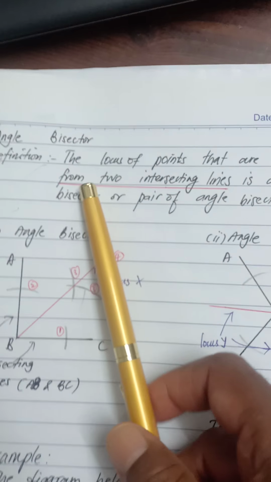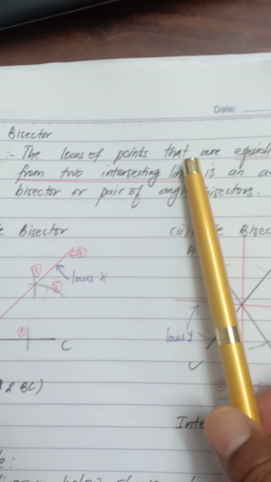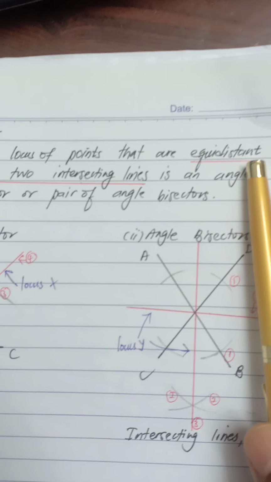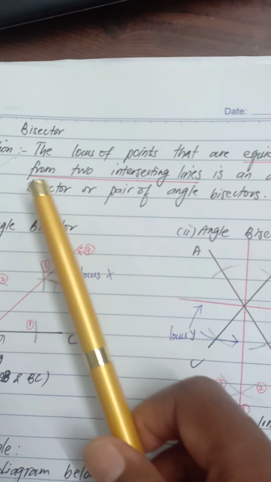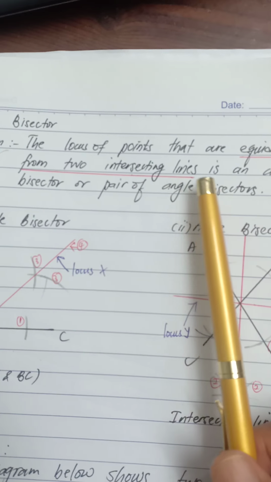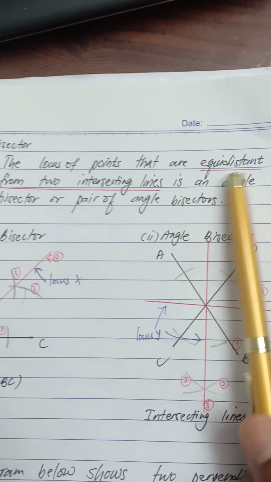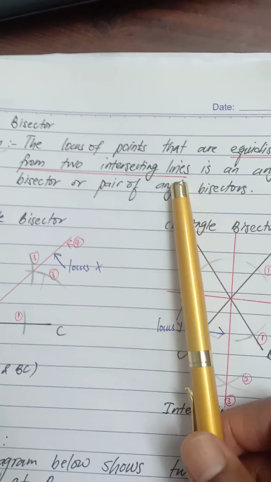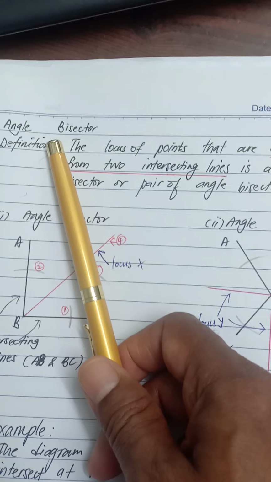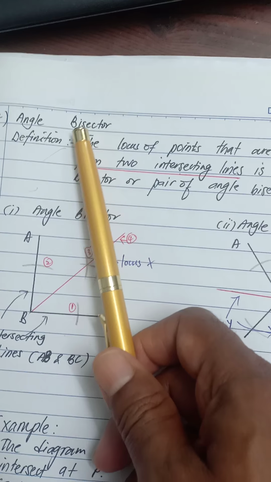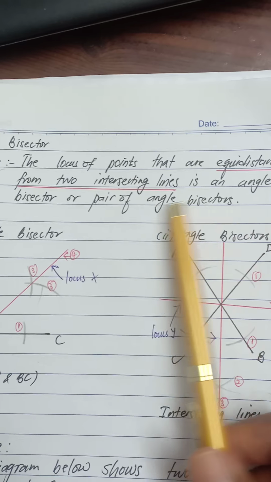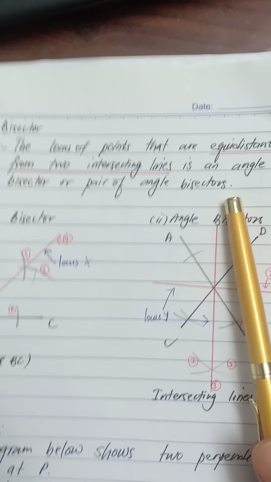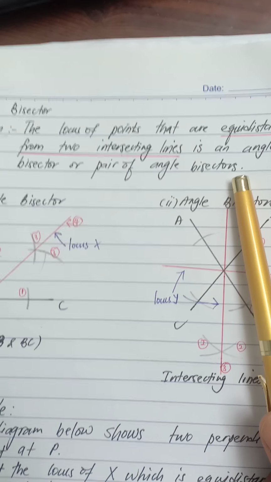The same way, right? How do you know the locus is an angle bisector? Take a look at this definition. The locus of points that are equidistant, again equidistant means same distance, from two intersecting lines. So when I say equidistant from two intersecting lines, quickly your mind must go to angle bisector. That means the question is asking you to create an angle bisector. So it's an angle bisector, or sometimes a pair of angle bisectors.